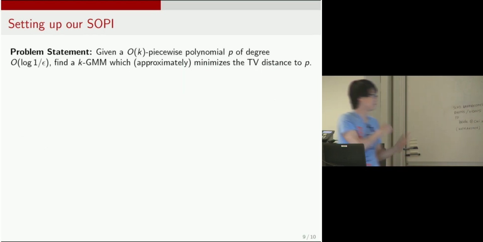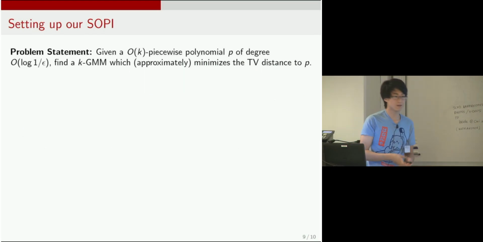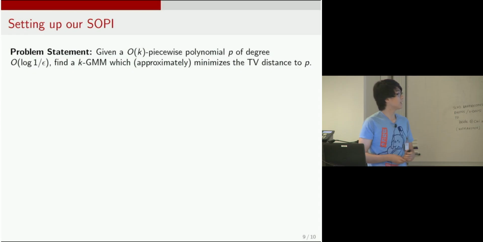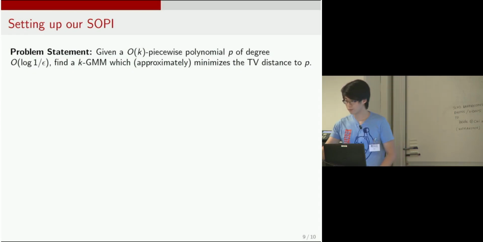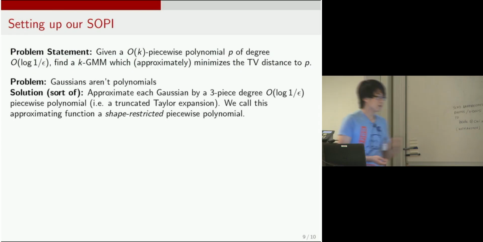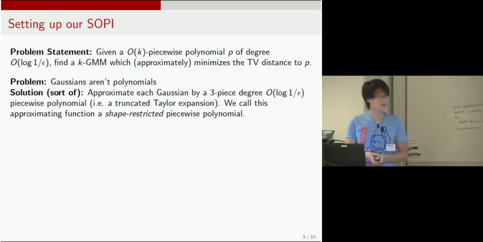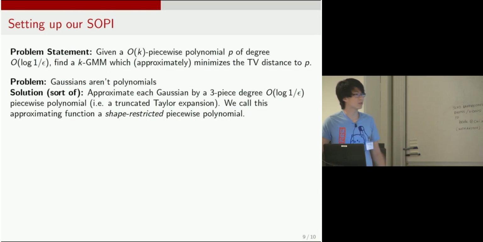Let me really briefly tell you the high-level ideas of how to do this. Again, we have a given O of k piecewise polynomial of degree log 1 over epsilon. We now find a KGMM which approximately minimizes the TV distance to P. How do we do this? Well, the first problem is KGMMs aren't polynomials. So what we can do is approximate each Gaussian by a 3-piece piecewise polynomial of degree log 1 over epsilon, just like a truncated Gaussian, a Taylor expansion. And now everything's piecewise polynomials at least.